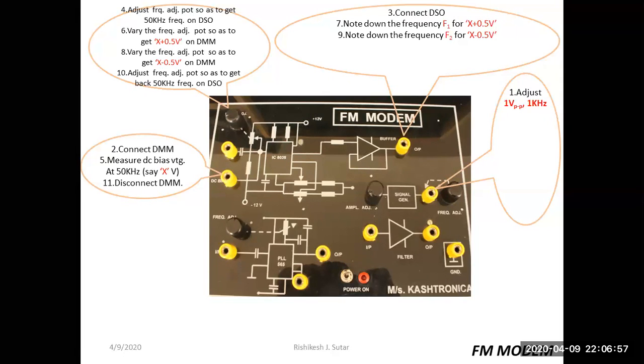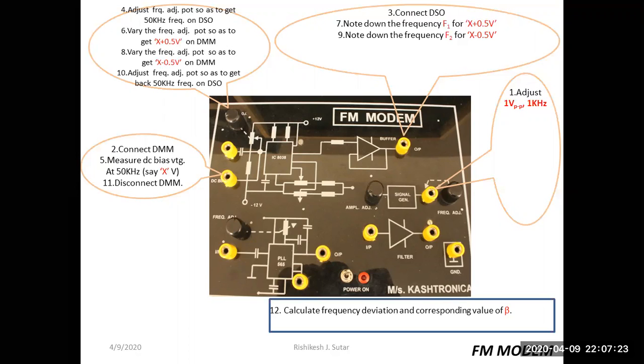As we have set the message signal as 1 kilohertz and 1 volt peak to peak, we have found out the frequencies F1 and F2 at X plus 0.5 volt and X minus 0.5 volt. If we set the message signal amplitude to 2 volt peak to peak, then we have to find out the frequencies F1 and F2 at X plus 1 volt and X minus 1 volt.